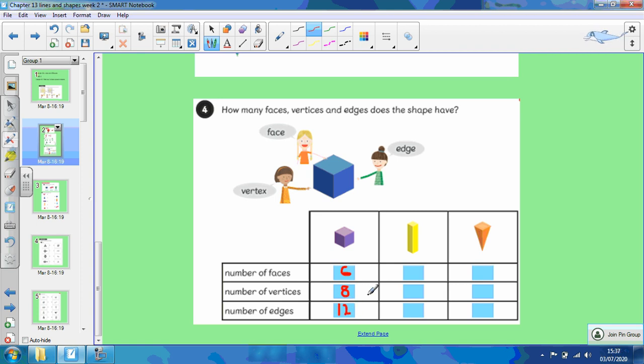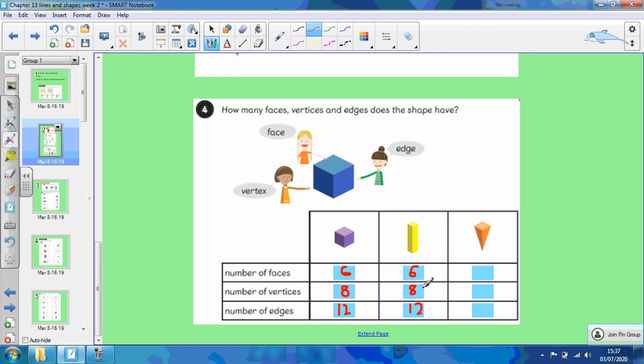Now, some of you will have realised, some of you this will be new to, but even though the faces are longer here than they are on the top and the bottom, it would still have the same number. We've got 4 around the sides, 1 on the top, 1 on the bottom, so we've still got 6 faces. We've still got 8 vertices, and we've still got 12 edges, so that's nice and easy, that one.